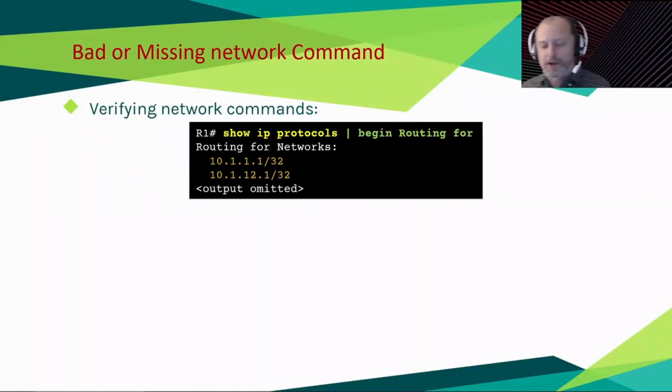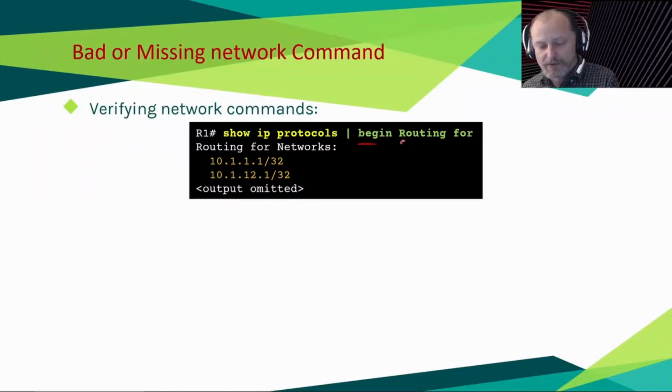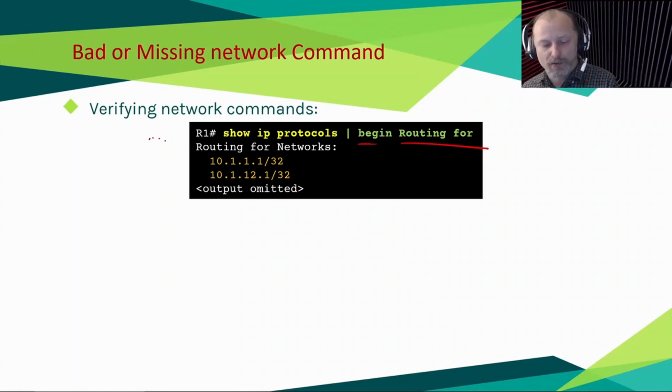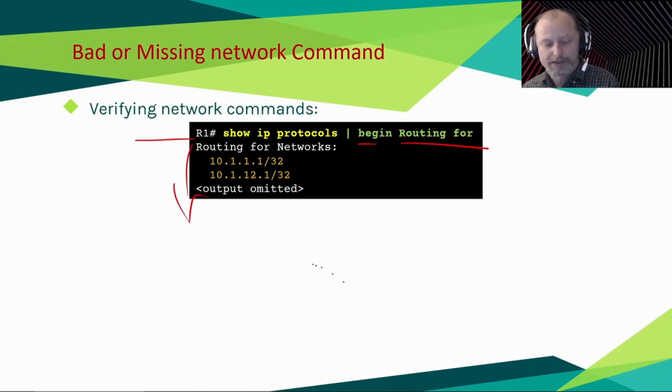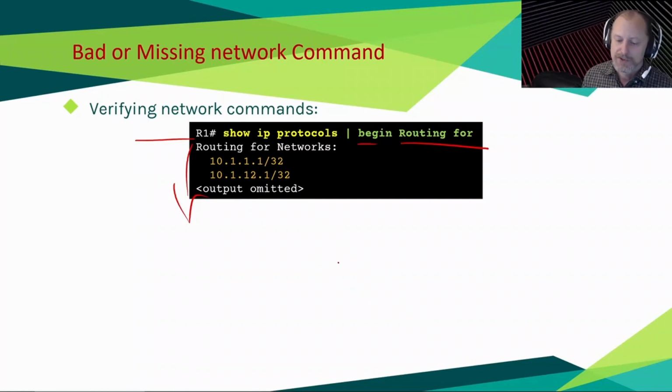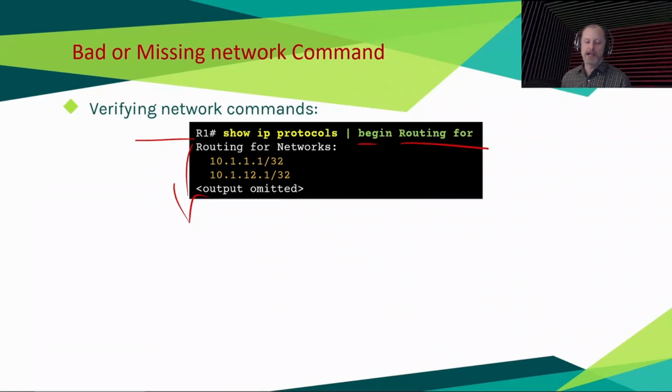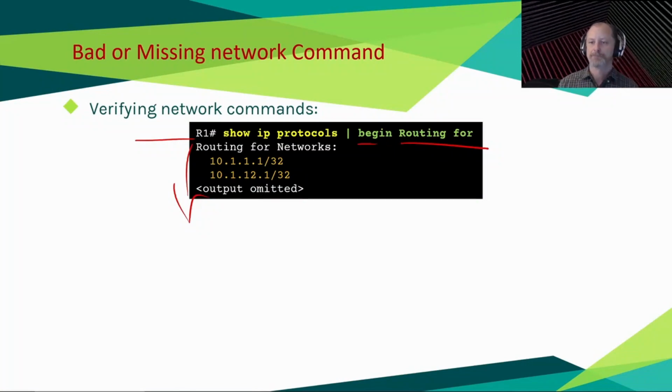So, show ip protocols. Begin routing for... notice the capital R. So we'll start the output here. So there are our networks. We've got a couple /32s.